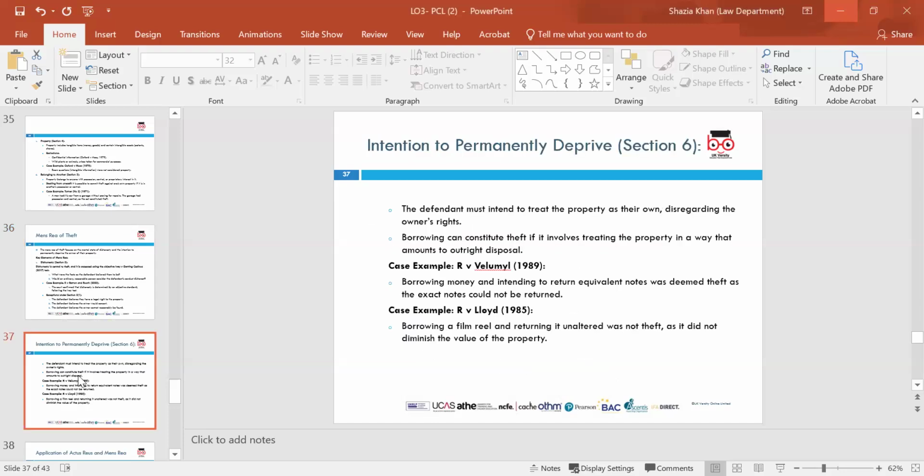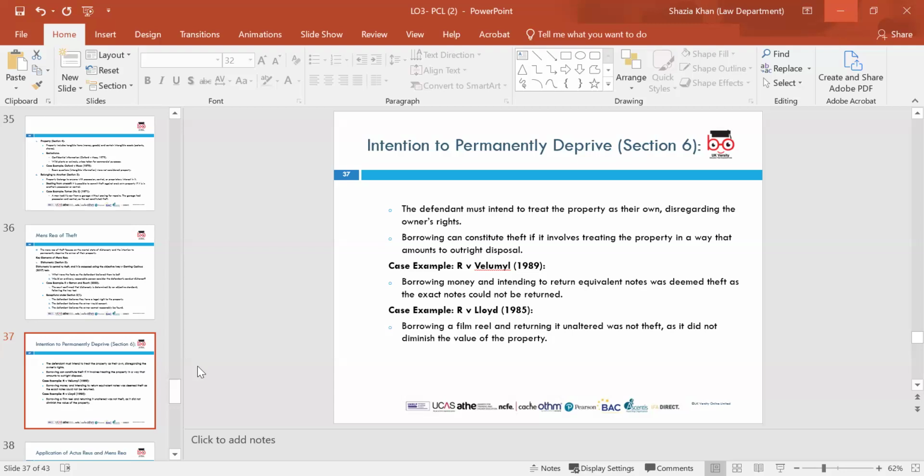Next one is intention to permanently deprive, which is section 6. The last element of the mens rea of theft is that the defendant must also have the intent to permanently deprive the other of the property he has appropriated. Usually the words intention to permanently deprive will be given their ordinary meaning.